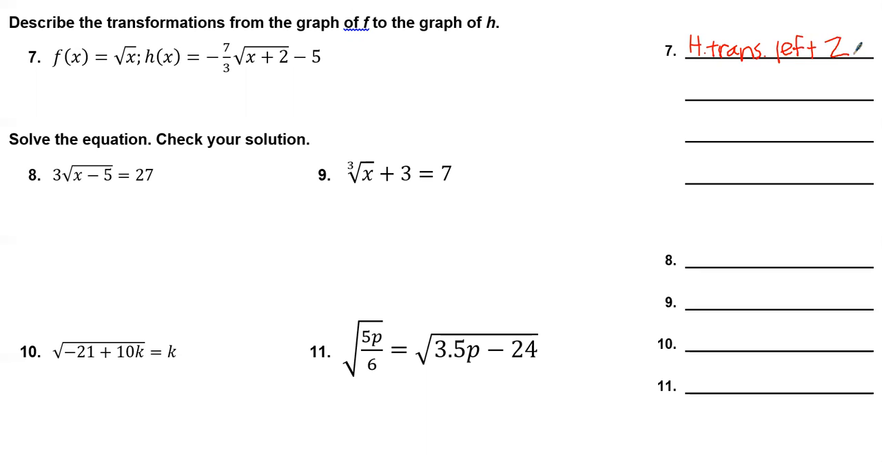Okay, next one is going to be, you get multiplied by negative 7/3. I usually do sign first, so that's a reflection in the x-axis. And then you multiply that by 7/3, so that's a vertical stretch because it's outside the function, by a factor of 7/3. And then finally, the last one is a vertical translation, down 5.